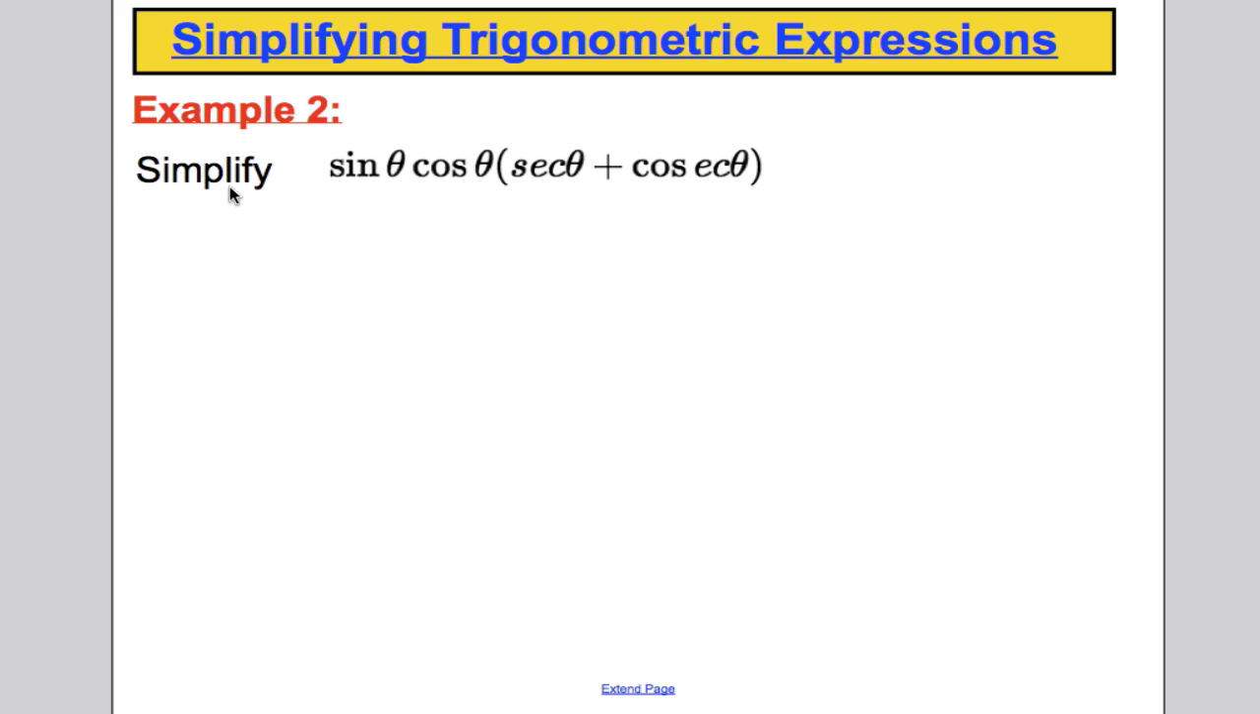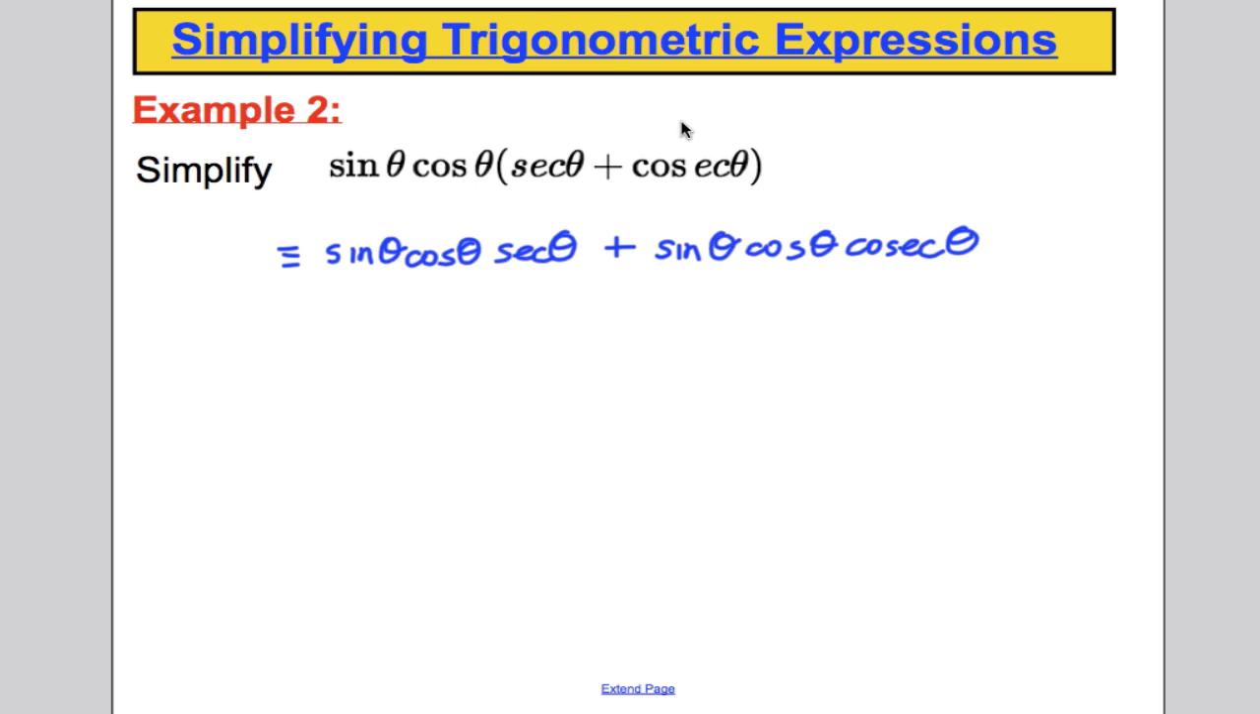Slightly more complicated here. Simplify sine theta, cos theta, multiplied by, in brackets, sec theta plus cosec theta. So before I start, why don't I multiply out the brackets here to start with? So this would be identical to sine theta, cos theta, sec theta, plus sine theta, cos theta, cosec theta.